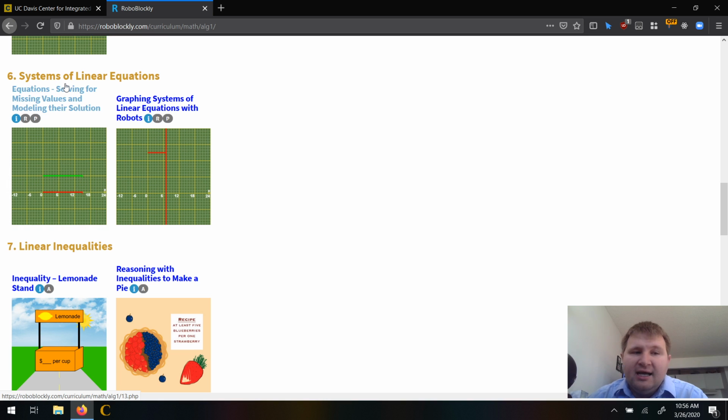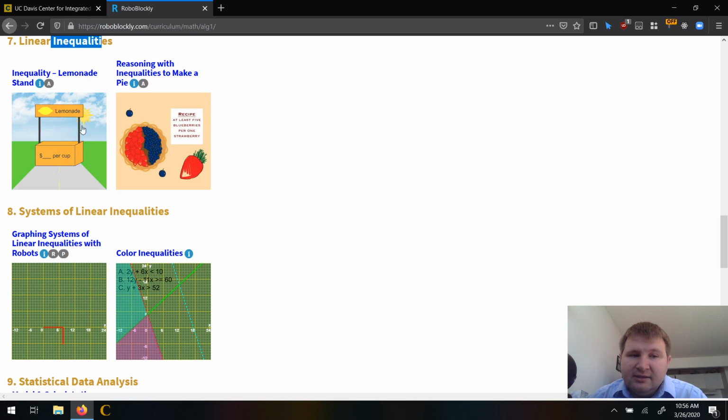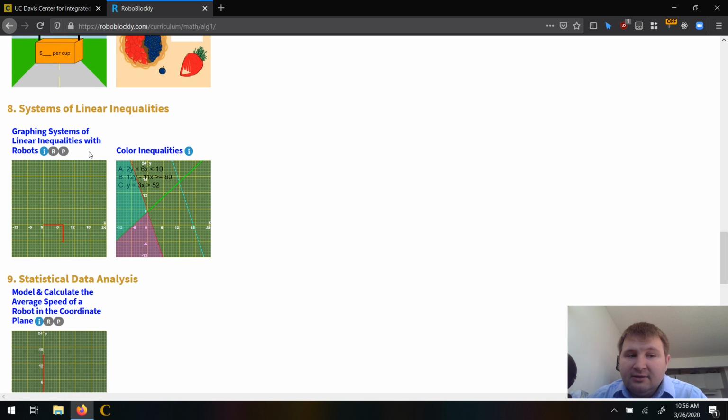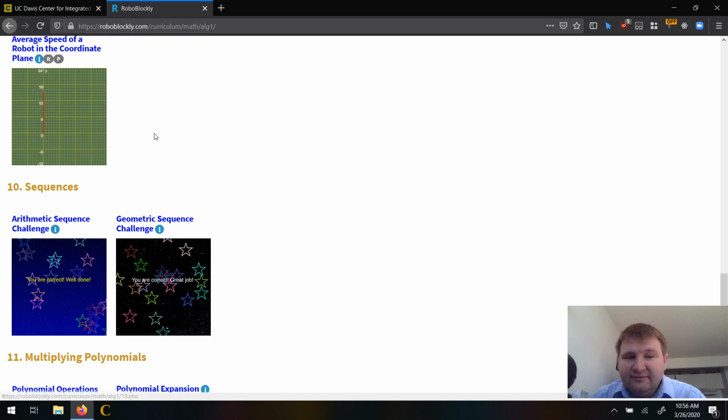We look at solving for missing values. We go through calculations like price per cup in a lemonade stand, reasoning and inequalities to make a pie, graphing linear inequalities and starting to shade different regions based off of inequalities. We go into statistical data analysis, so modeling and calculating average speed of robots based off of several different motions.